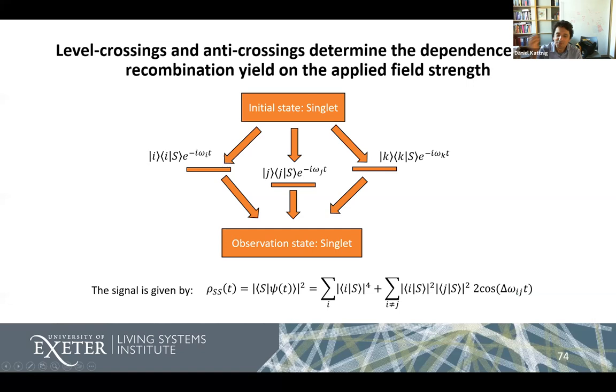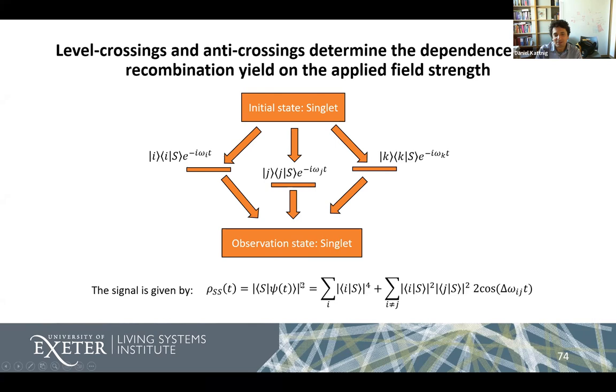Another way of looking at that is that we start out in the singlet state, we express the singlet state in the eigenstates of the Hamiltonian, and the system evolves, which gives rise to these kinds of contributions in the wave function. Eventually, we observe the singlet state, which is obtained by evaluating the probability that the final state projects onto the singlet state, which can be expressed as follows.